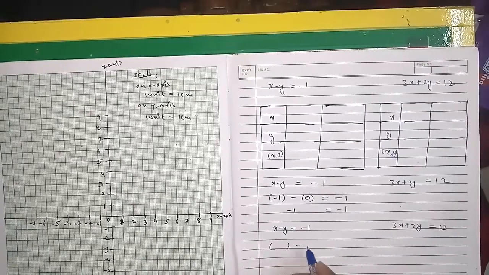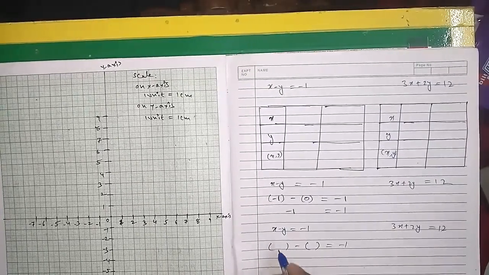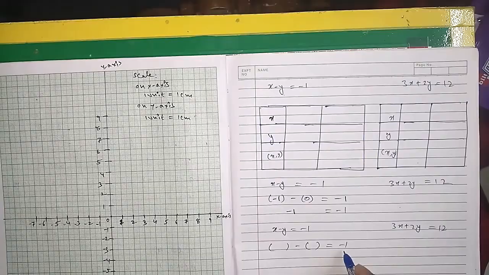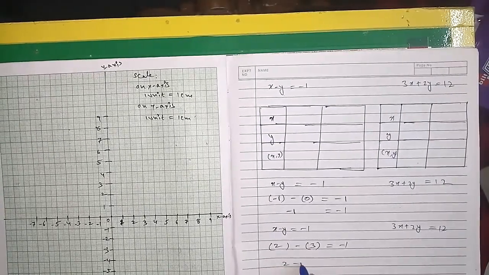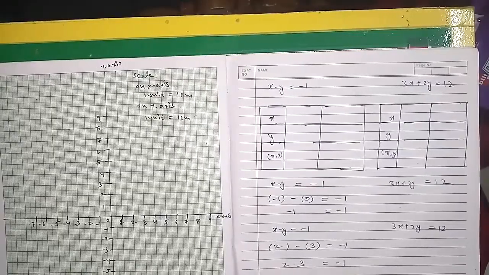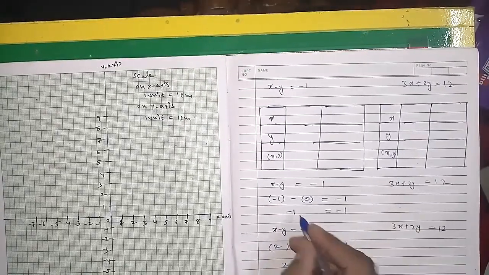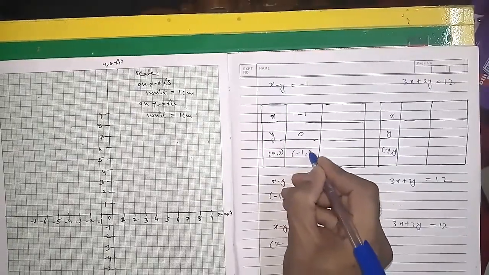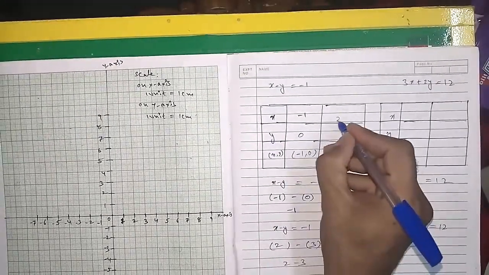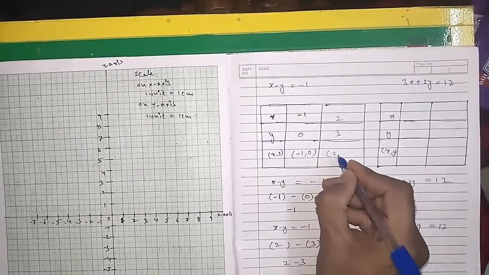What do I have to take at the place of x and y? The answer should be minus 1. Can I take 2 and 3? 2 minus 3, how much will it be? Minus 1. Now what have I taken? Minus 1 comma 0, that is minus 1 comma 0. Again next 2 and 3, that is 2 comma 3.